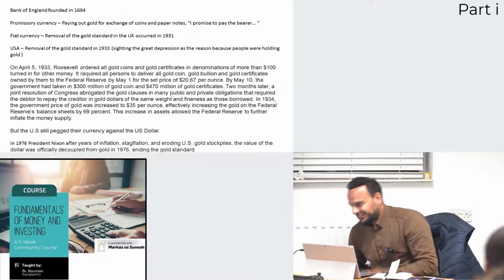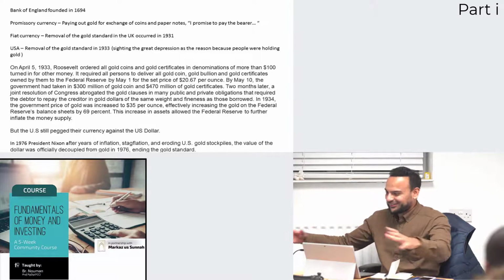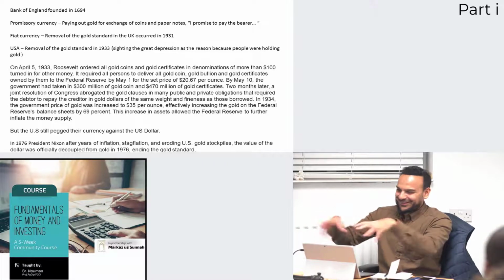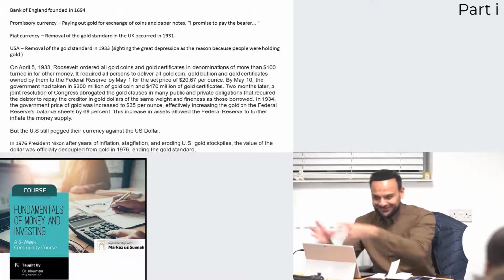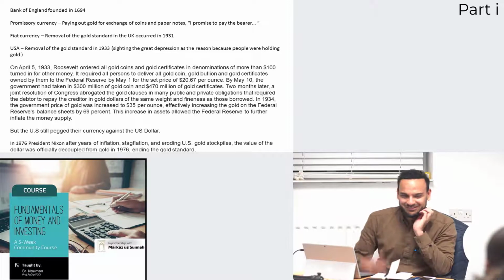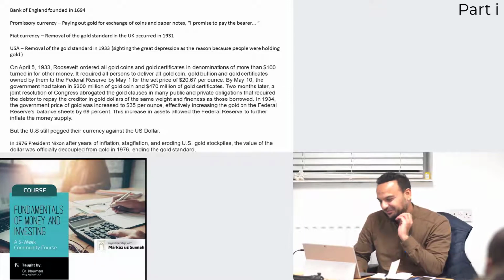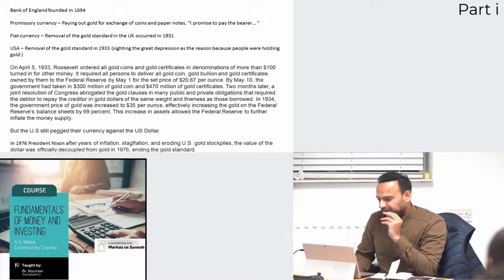Yeah. Unless the countries were united and made another currency, and then it was against the dollar, then they could challenge it, but it's not possible. So yeah. Okay. All right.